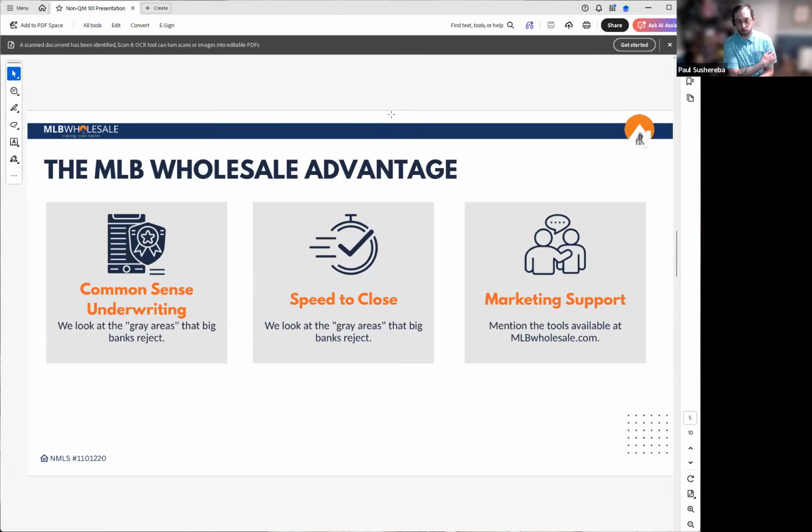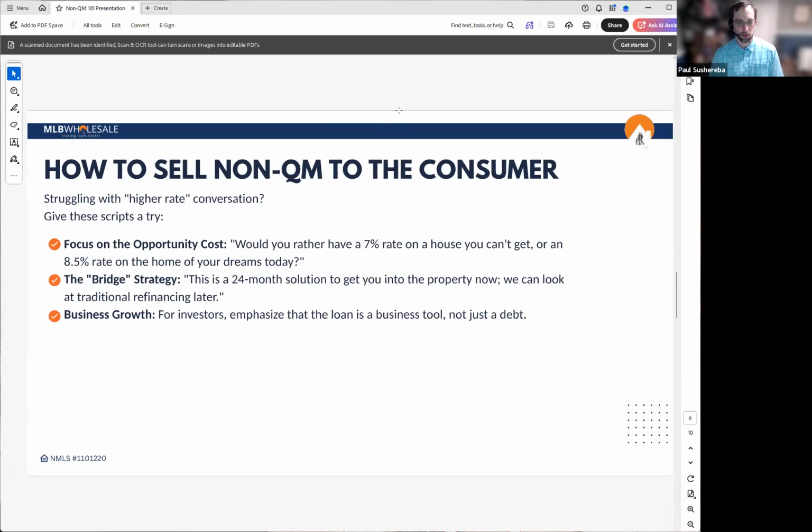We also offer marketing support here at MLB. There's a great flyer library on our resources tab on our webpage. The marketing team can customize that for you to use with your realtors, your end clients, to help you generate more non-QM business in what is a new and expanding space this year. Last year, non-QM lending made up about 10% of all loans written in the country. That is a number that I believe is going to come close to doubling this year. We're going to see a lot more non-QM production this year.